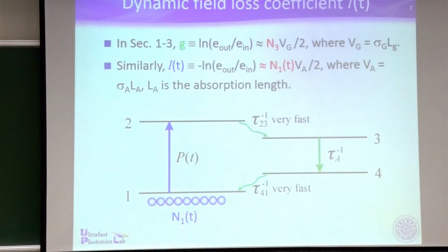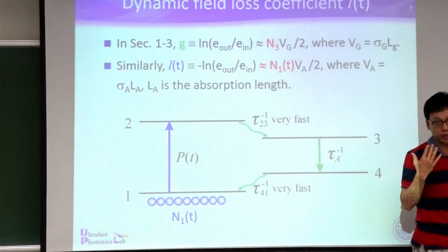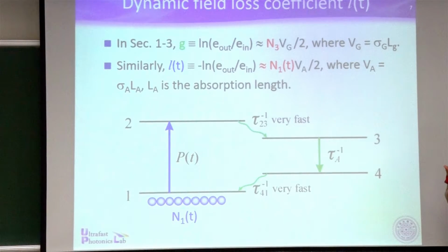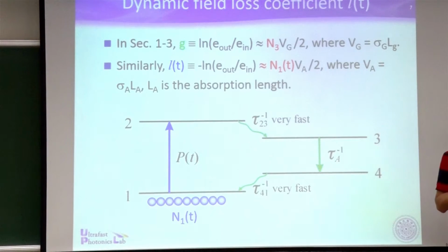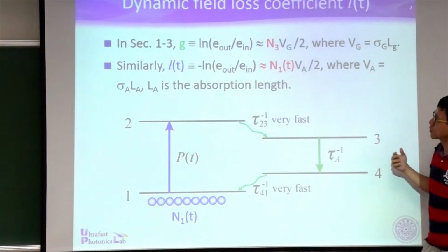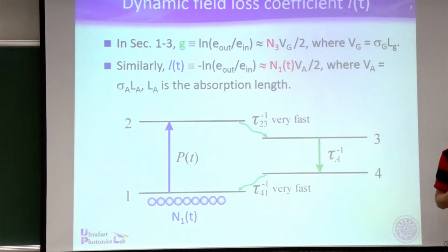Okay, so it's very clear. If you want to know the loss dynamics, say you want to know L of t, what is the loss coefficient, L, as a function of time? What do you need to do? Try to solve N1 as a function of time. Just like previously, when we tried to solve for the gain coefficient G, all you needed to do was solve for N3, right? But now we need to solve N1 instead of N3.